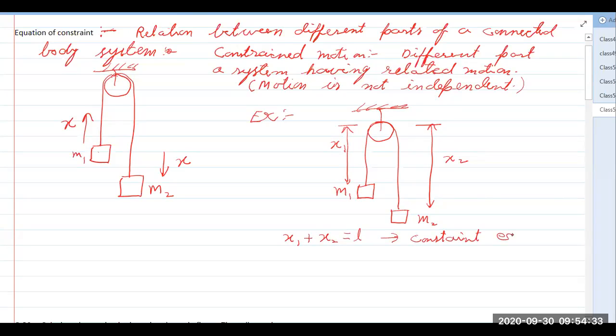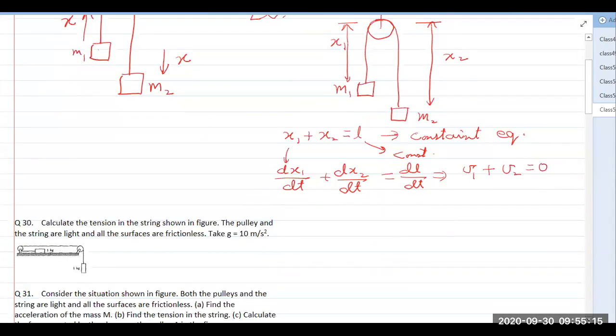Okay, so x1 is the length of the string on the M1 side and x2 is the length of the string on the M2 side. If added, that must equal the total length L, and this is constant. L is constant. Now if you want to relate it with velocity, if you differentiate it, it becomes dx1 by dt plus dx2 by dt, and since the total length is fixed, dL by dt becomes 0. So we can write v1, where dx1 by dt is v1, plus v2, where dx2 by dt is v2, equal to 0. Why 0? Because L is constant. That's why the differentiation of L is 0.